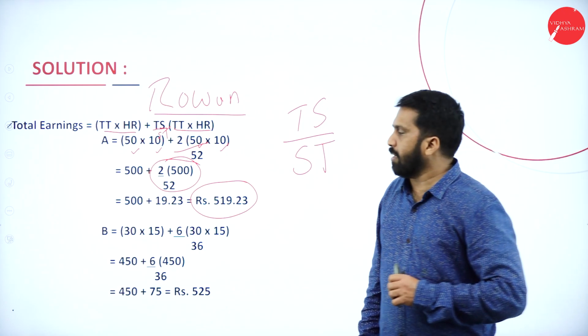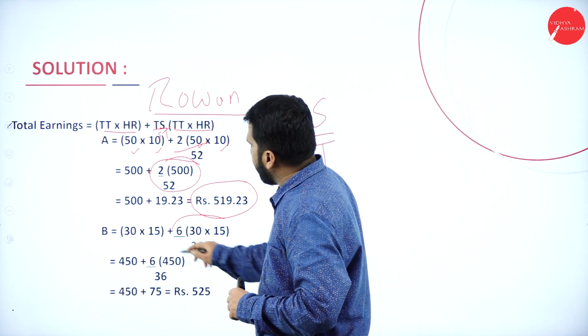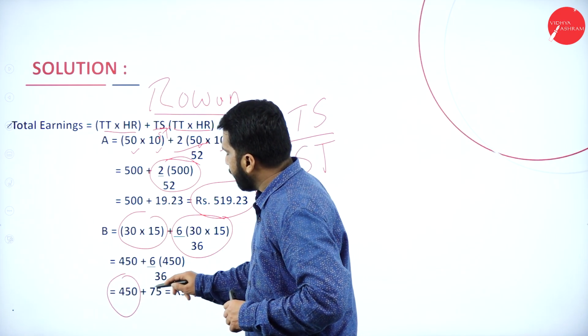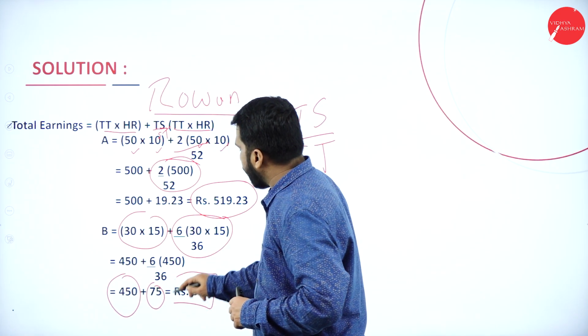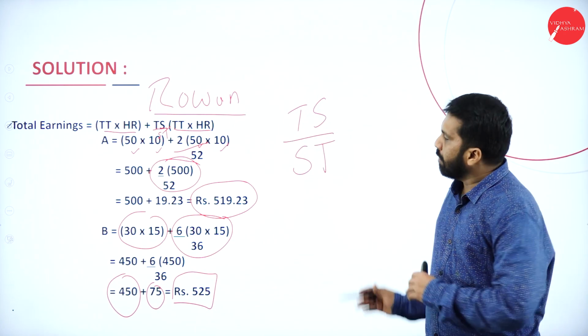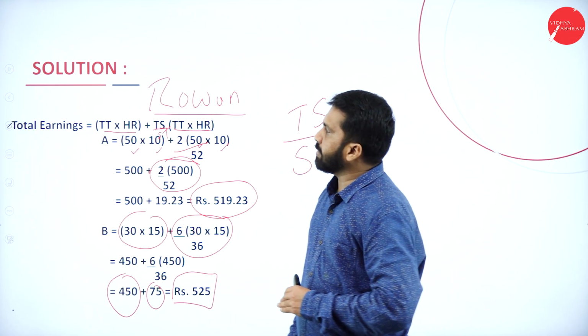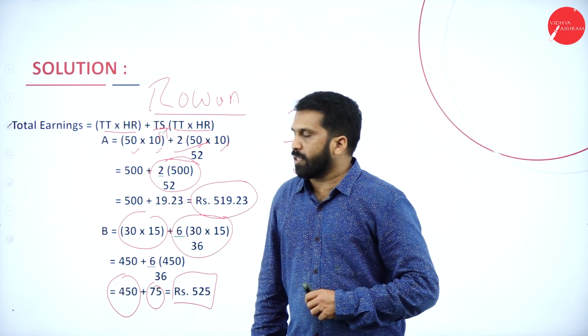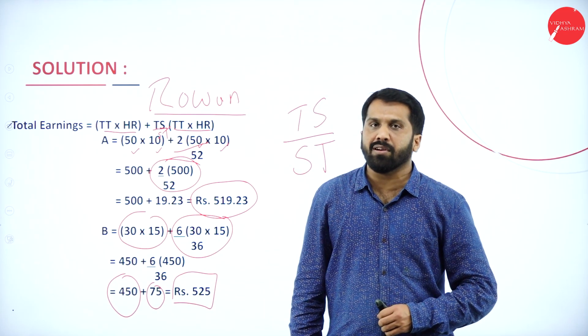519. Similarly, if you go for B, simplify this and multiply this, you will get 450 and 75. The final answer will be 525. Now, this is all about the answer under your Rowan plan. So this is all about your Rowan as well as Halsey plan.